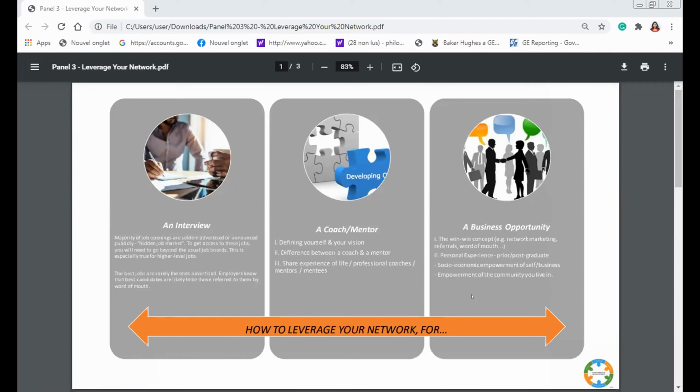If I go to the second one, getting a coach and a mentor, these are two different things, but I'm not going to take much of our time to break down on it. But how do you get a coach and how do you network to get a mentor? I put there first, defining yourself, your mission.